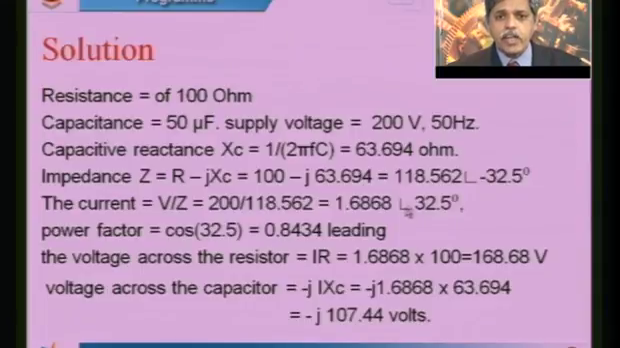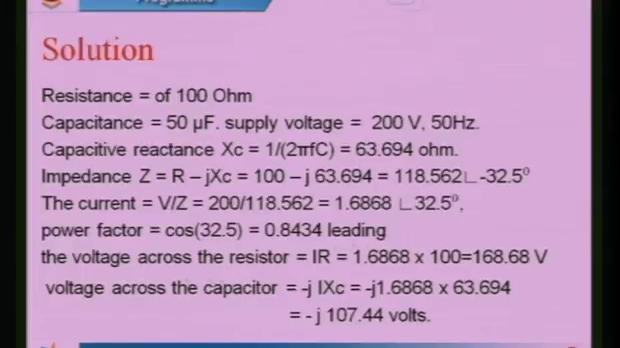Now you can neglect the sign here because it is an RC circuit. In an RC circuit the current always leads the voltage, therefore you can neglect this minus sign and directly put 32.5 degrees. The power factor of the circuit is the cosine of the angle between voltage and current, so cos of 32.5 gives a value of 0.8434. Because the angle is positive, I call it a leading power factor.